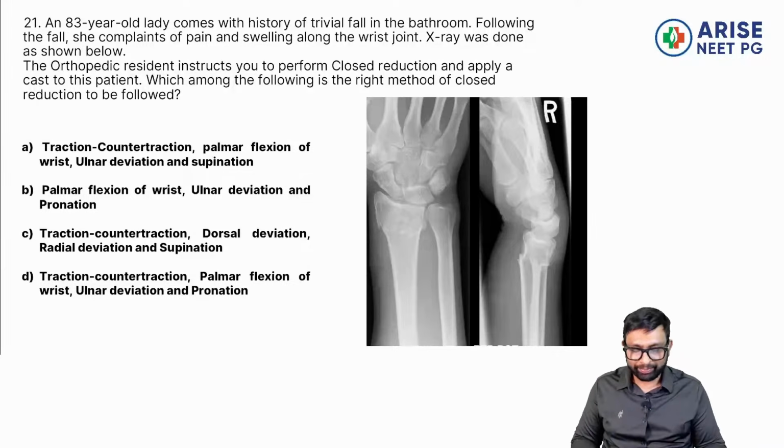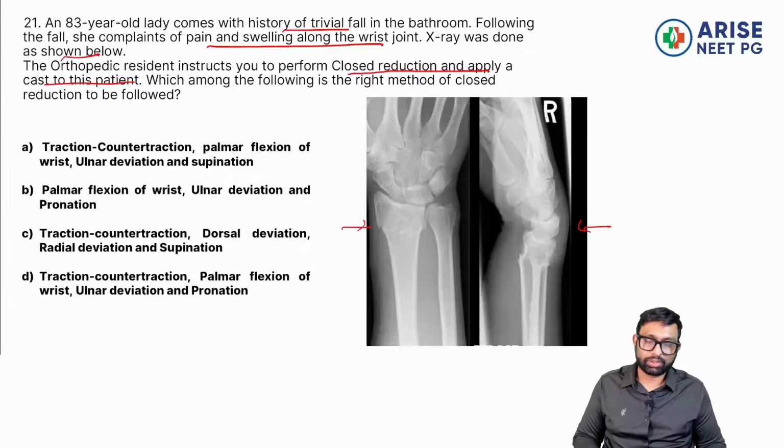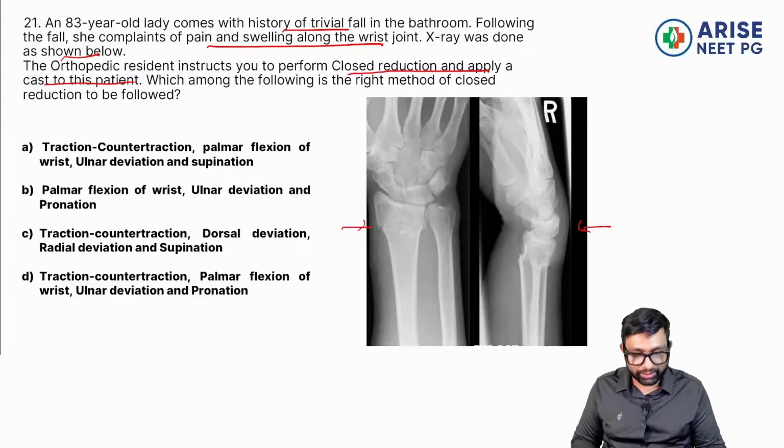Again from trauma. A 83-year-old lady comes with history of trivial fall in the bathroom. She complains of pain and swelling along the wrist joint. X-ray is done. You can see the X-ray here and here. The orthopedic resident instructs you to perform close reduction and apply a cast to this patient. Okay, they are asking you about the treatment option. Which among the following is a right method of reduction?